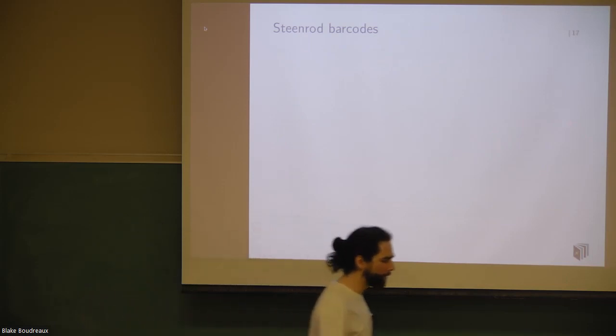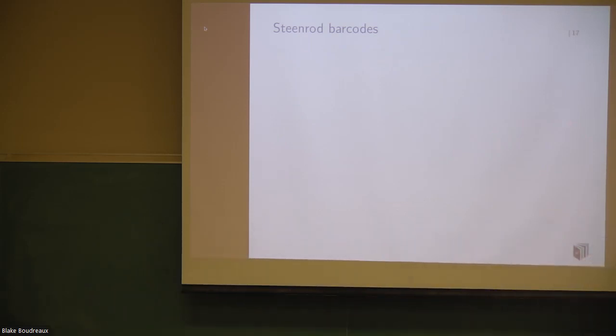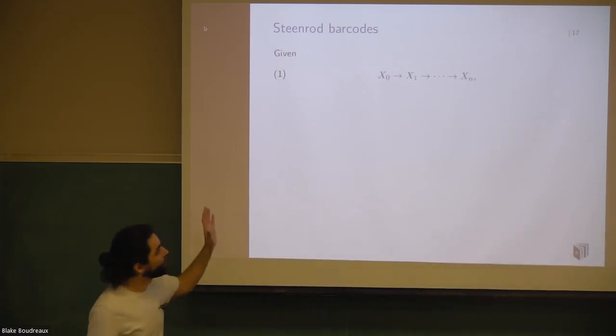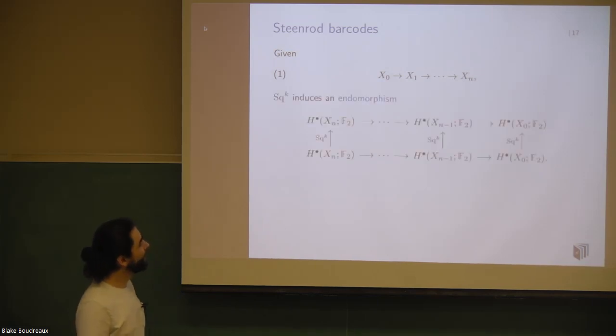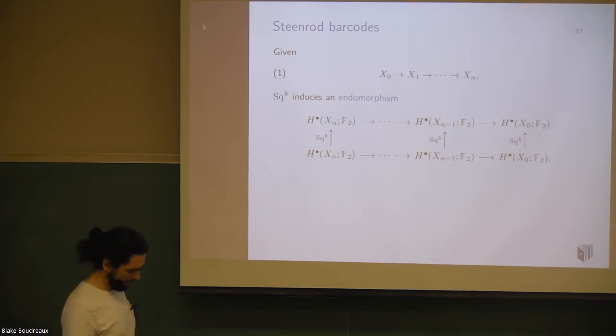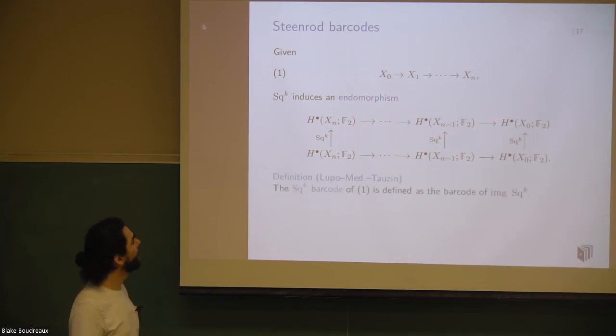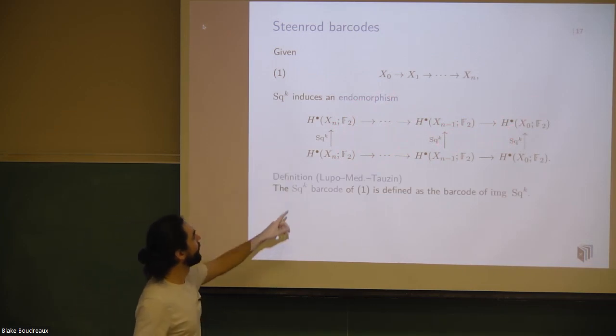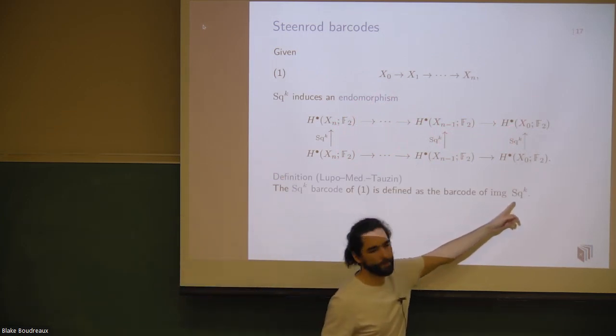Now, if we have a faster way of computing these things, well, this invites the application into topological data analysis, where performance is king. So let's go back to our situation. We have a filtered simplicial complex. And now the k-th Steenrod square, any cohomology operation in fact, gives us an endomorphism of the associated persistent cohomology module. Because of the naturality of the construction, we have all squares commuting here. And now we can define the Sq^k barcode of that filtered simplicial complex in terms of the image of this endomorphism.